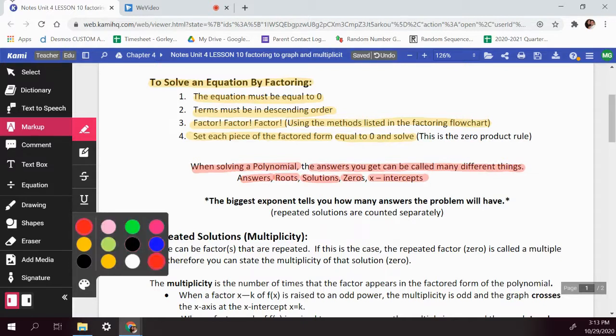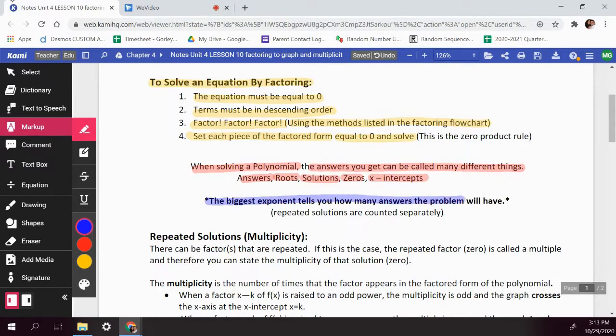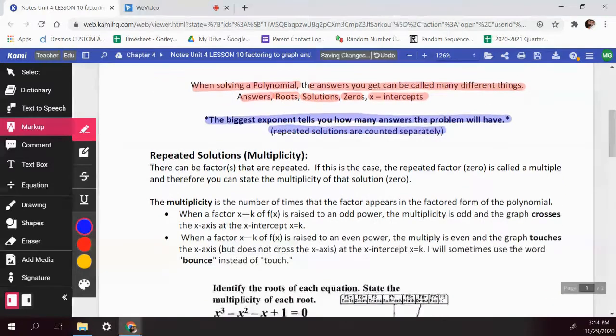Keep in mind as well that the biggest exponent tells you how many answers a problem will have. So if it's a quadratic equation, we're going to have 2 solutions, but some of them might be repeated. Some of them might be imaginary. So we're not always going to see that many solutions on our graph. Okay, and I put a note here that repeated solutions are going to be counted separately.